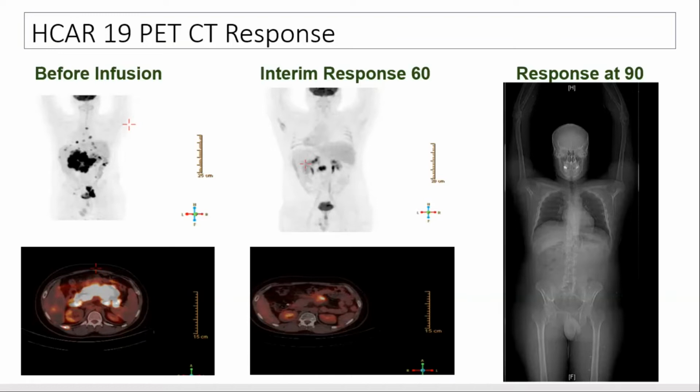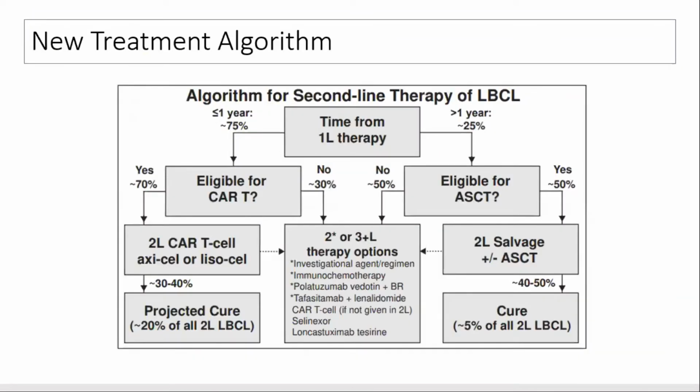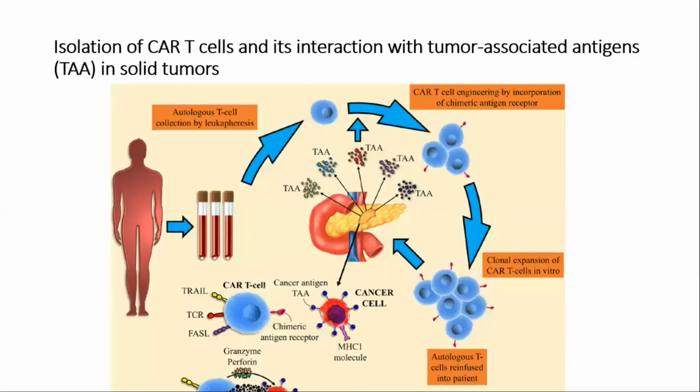So there are enough reports to support CAR. And now the algorithm has changed: if you have relapsed refractory lymphoma in Western countries, CAR T cells come even in the first line or second line. You don't have to wait for 4 or 5 lines. So the algorithm is going to change very early.